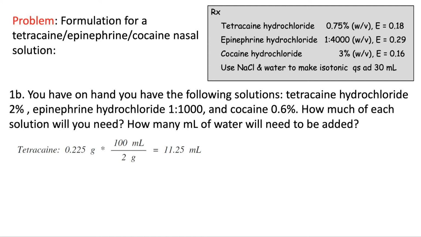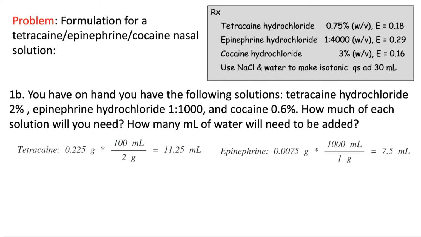And again, since we're starting with a 2% weight per volume solution, we can multiply by the fact that there would be 100 milliliters over 2 grams. That way grams cancel. If we multiply that out, we'll see that the volume of that 2% solution we need for the amount of tetracaine we require would take 11.25 milliliters. So that would be the volume of our tetracaine.